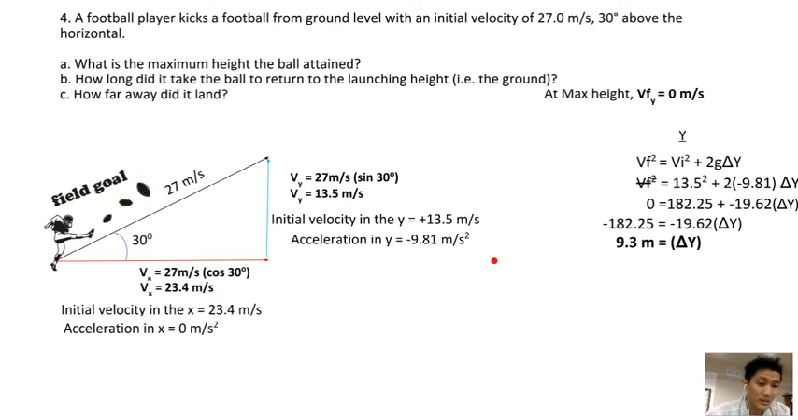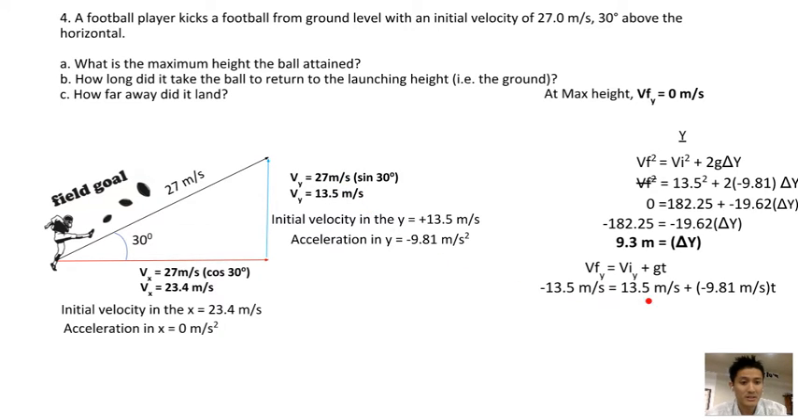You could use it, though, now that we have delta y being 0. But I'm going to encourage you guys to use that first equation. So our first equation is this. We're going to assume that the final velocity is going to be the same as that initial velocity in the y direction, so 13.5, just opposite. So our final velocity is negative 13.5, right, because it's going downwards. Our initial velocity is 13.5 meters per second. And then our gravity, again, acceleration due to gravity, 9.81 meters per second squared.